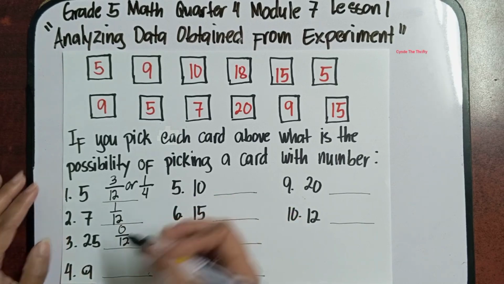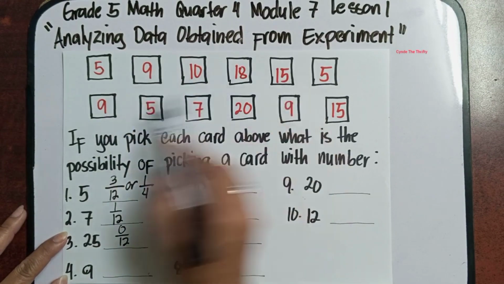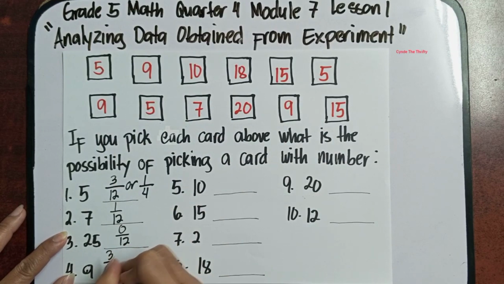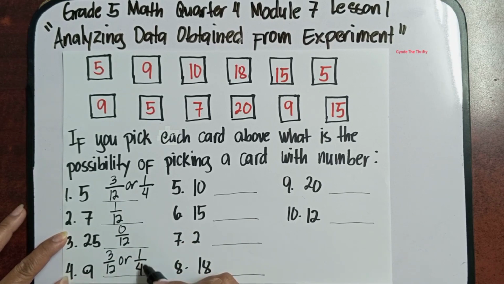Sa number 4 naman, 9. So, ilan yung 9 natin? 1, 2, 3. So, 3. So, 3 over 12 or i-reduce natin again into lowest term. I-divide natin sila pareho sa 3. So, 3 divided by 3 is equal to 1 over 12 divided by 3 is equal to 4. So, ang sagot natin sa number 4 is 1/4 or 1 of 4.